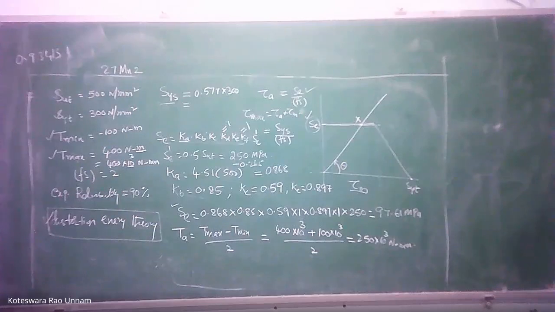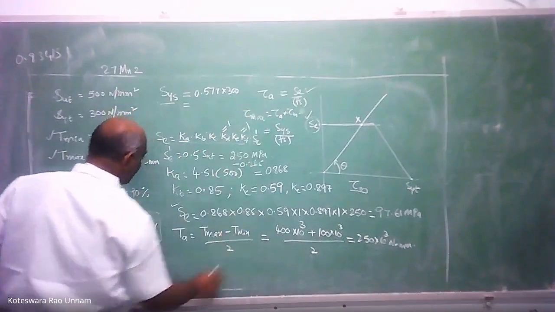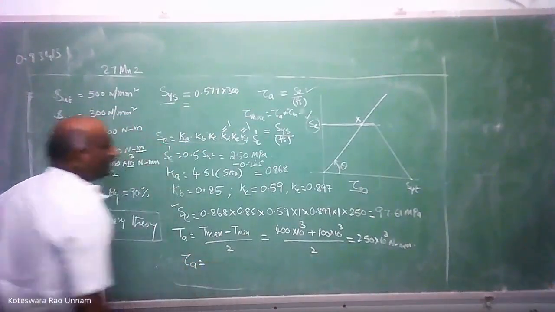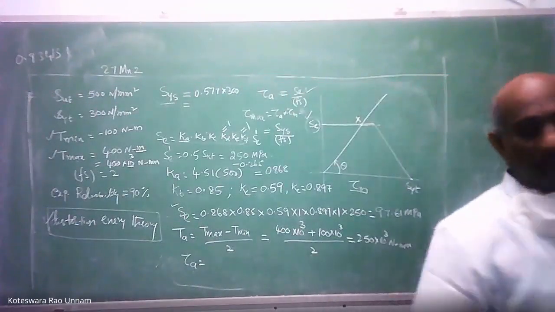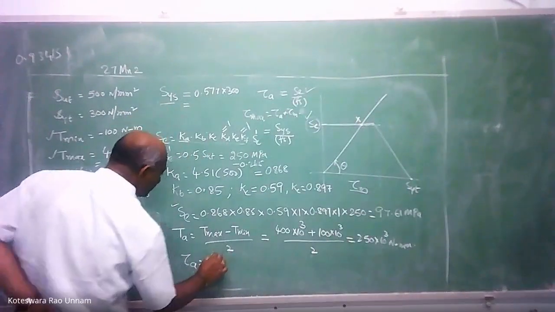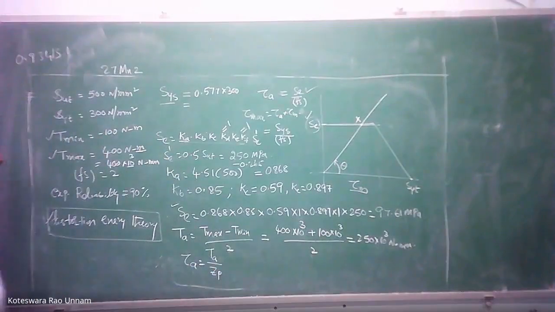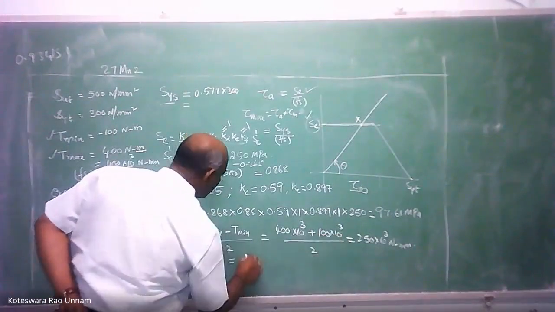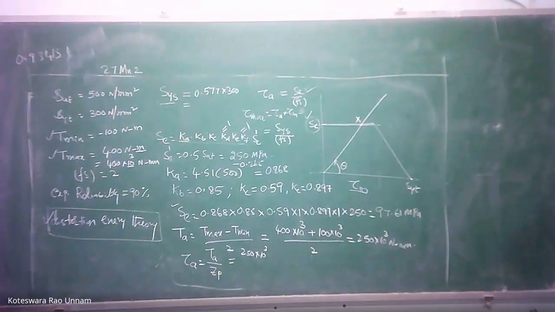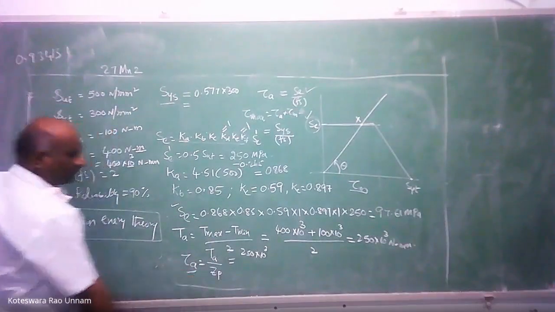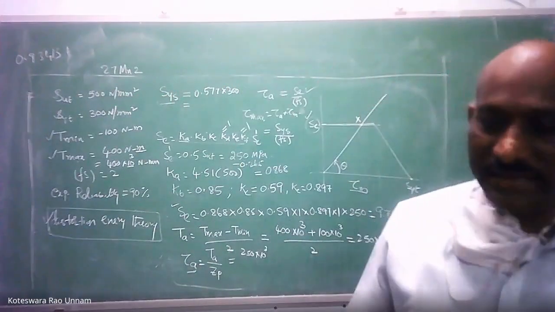So this is my amplitude torque. I want to compute tau A. What is the formula for tau A? You need to use the torsion equation. Tau is nothing but T by Zp, where Zp is the polar section modulus. So here it is TA divided by Zp. What is TA? We got TA as 250 into 10 cube. See here, for this tau A, I am not applying the fatigue concentration factor Kf. Why am I not considering that Kf in this problem?